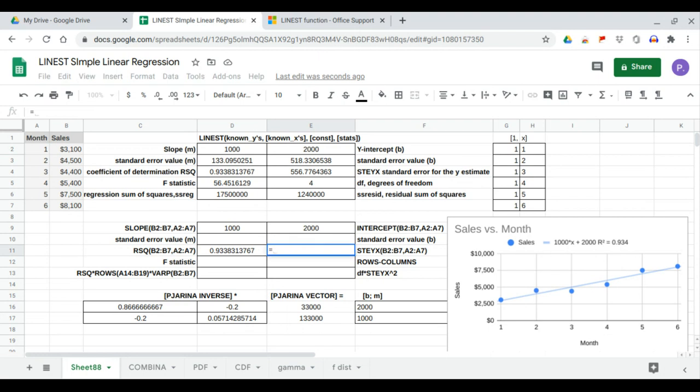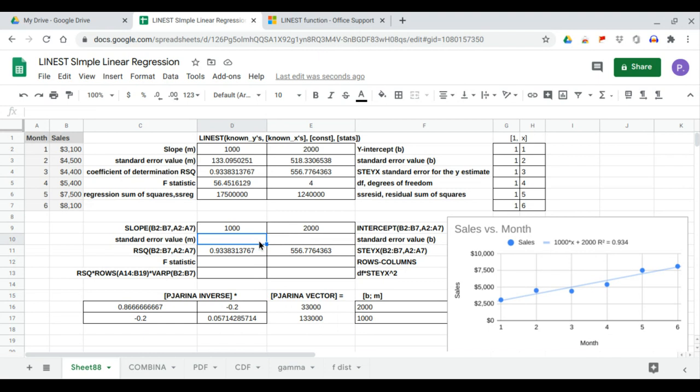This is also the STEYX. We can use STEYX. So this is the standard error of the y estimate. STEYX, data y and data x. 556.77 matches our LINEST output.